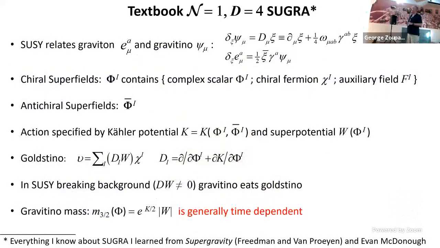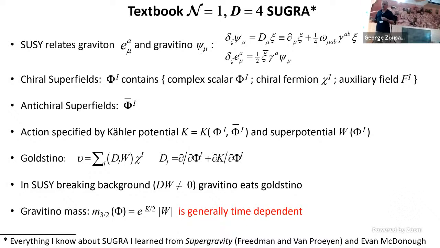All right, a little bit of background for those who may not work with supergravity. Supergravity, or SUSY, relates the graviton, here represented by the field vierbein, I guess in Italy, in Greece, I should call it the tetrad, and the gravitino field psi mu. So supersymmetry transformations mix up the gravitino and the tetrad.